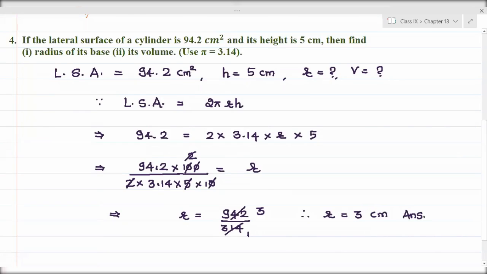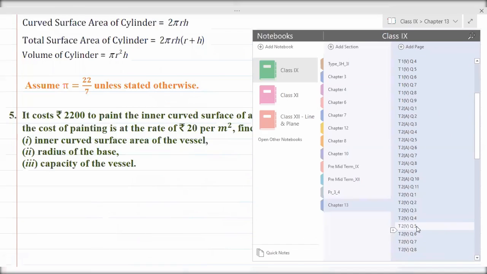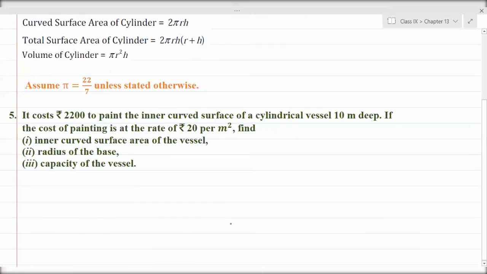Now see, volume you can easily find out by just putting the value in the formula of volume, pi r square h. We already got r, and h is given as 5 centimeter. So put the value in the formula and get the answer. Now I am taking question number 5. All your difficulties we'll discuss in the last 5 to 10 minutes. So see question number 5 now.